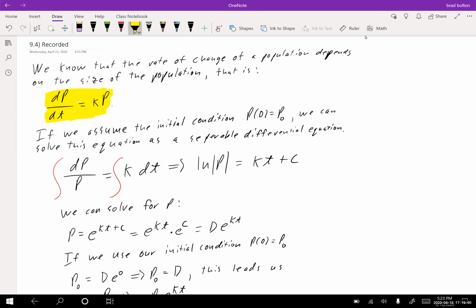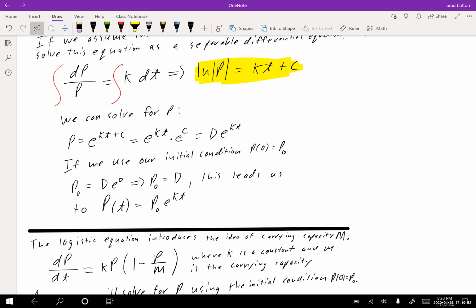And we're left with ln of P is equal to kt plus C. So we're going to do our normal solving for P, so we get P by itself. We could rewrite this using exponential functions as well. And we get P is equal to e to the kt plus C. So all I did here was I took the addition and rewrote it as e to the kt times e to the C, which is the same as what we did right there.